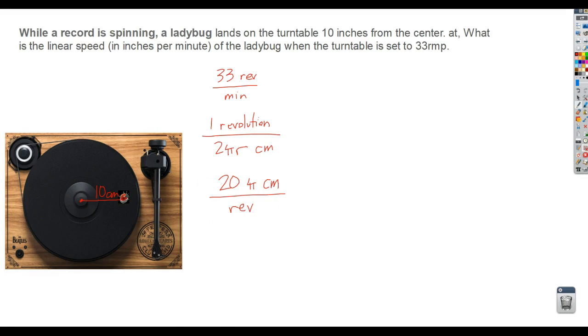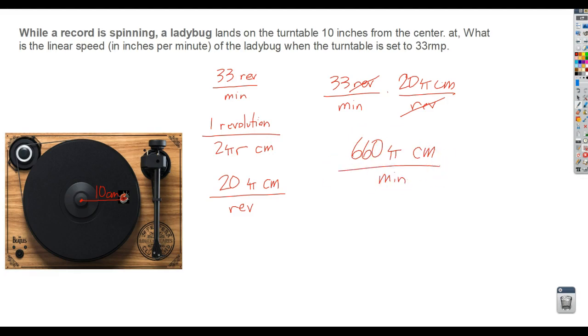Okay, so then what we want to do is find the linear speed. So in 1 minute, how far will it go? Well, we know that it's 33 revolutions per minute, so then we just convert it to a distance. We know it's 20 pi centimeters per revolution. My revolutions cancel out, and I get 660 pi centimeters per minute. If you multiply 660 times pi, you'll get probably around 2,000 or so centimeters per minute. Okay, hopefully that makes sense.